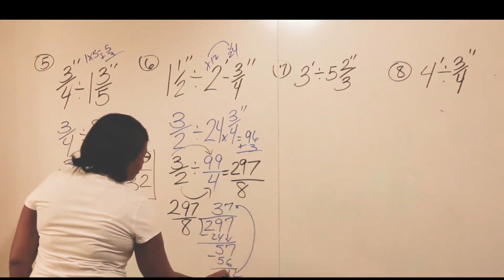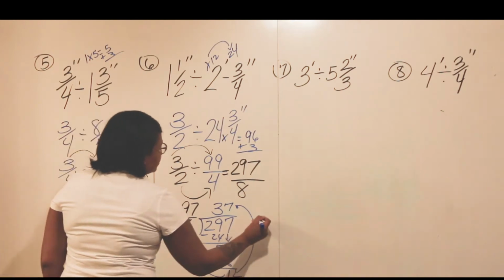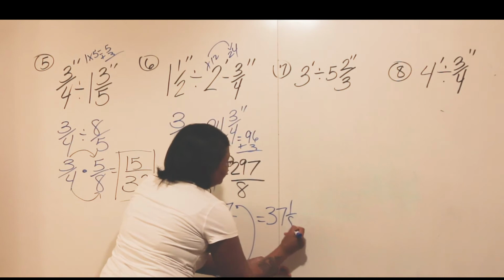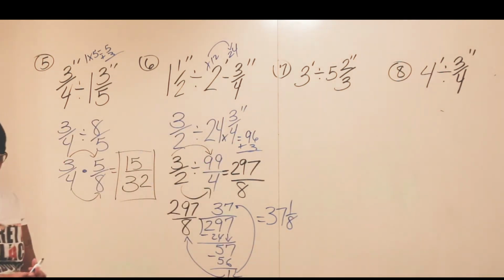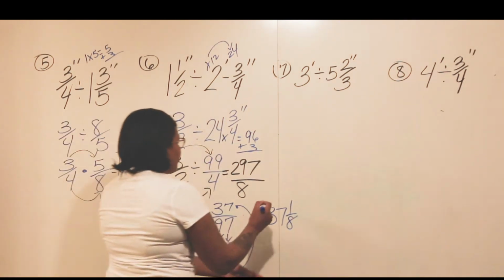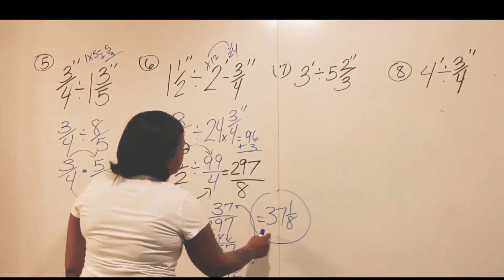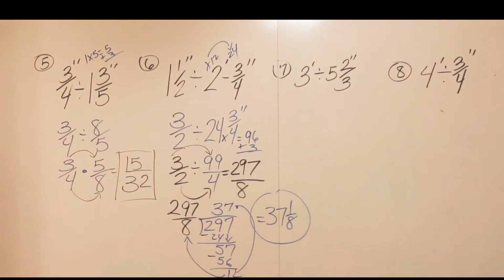And leftover denominator. So you're telling me my answer is 37 and 1/8 what? Nothing. Correct. No inch marks because a measurement divided by a measurement is a number. If it was inch marks, that 37 would become 3 feet 1 and 1/8 inches, but we are not dealing with measurements right now. Good job.